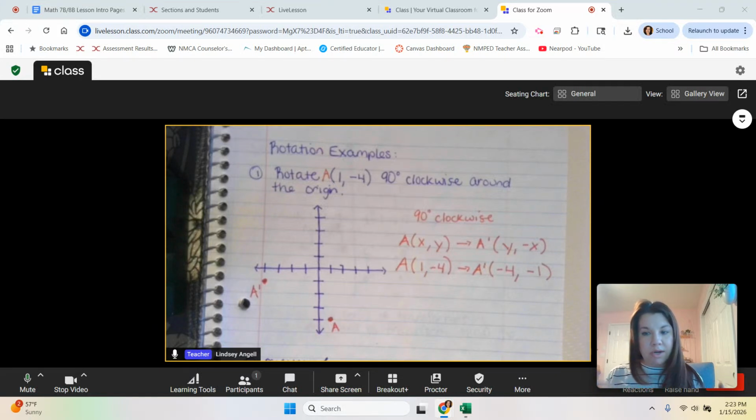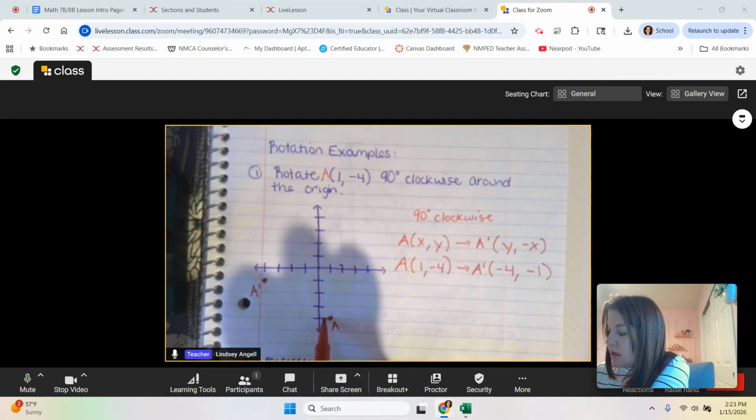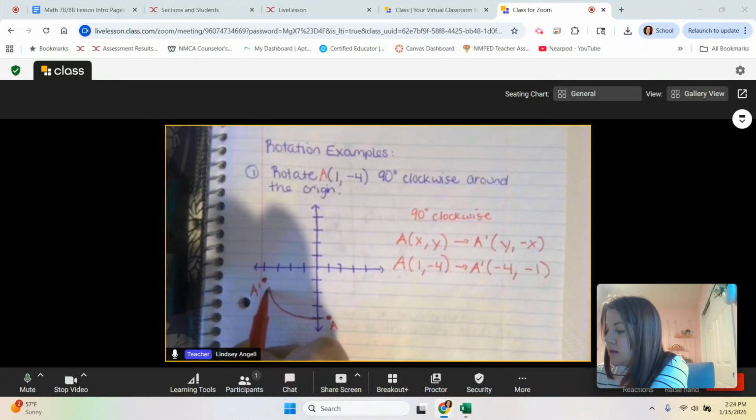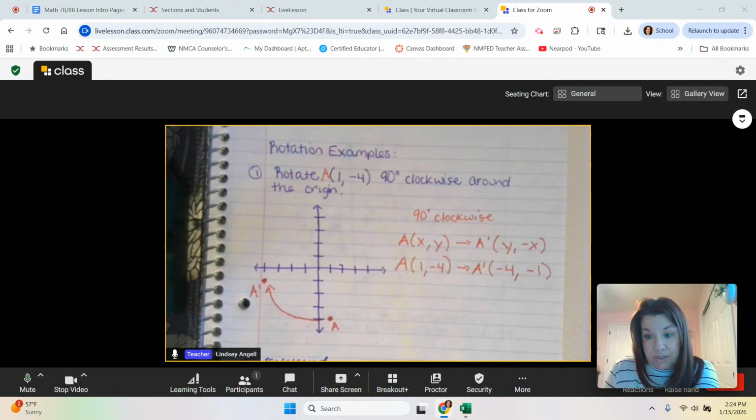So either way you look at it, whether you use just that common sense, like where am I going? What does it mean to go 90 degrees? Either way, hopefully you can see that rotation, okay? Or if you can't see it, then use those rules. Right, but notice that looks like about a quarter of a circle, right? That's what a 90-degree turn is, a quarter of a circle, and that's right where we're at. So hopefully that helps.